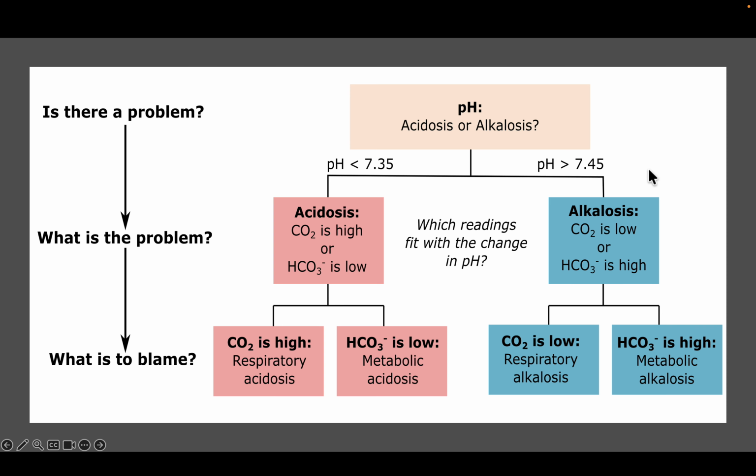And from there, we can start to look at carbon dioxide levels and bicarbonate levels to see where the problem is. Once we've identified where the problem is, is it an acidosis, is it an alkalosis, and who's the main culprit? Is it carbon dioxide, or is it bicarbonate? Is it too high, too low? And then we'll get into the respiratory and the metabolic sides here in just a couple minutes.